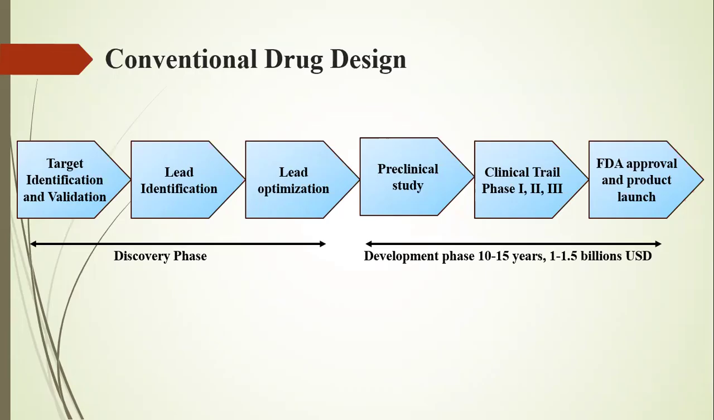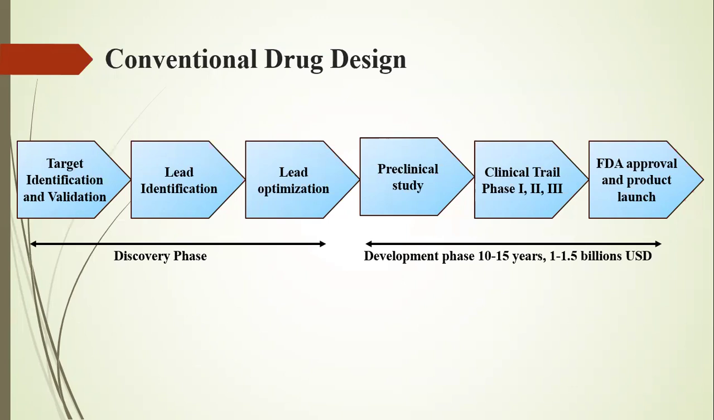So in the conventional drug design method, we have two phases. The first one is the discovery phase and the other one is the developmental phase. In the discovery phase, we have target identification and target validation. First of all, we have to identify whether this protein is directly involved in the disease or not. Sometimes the protein is not directly involved or is not the specific receptor of that disease. However, researchers just work on it and spend much time on that.